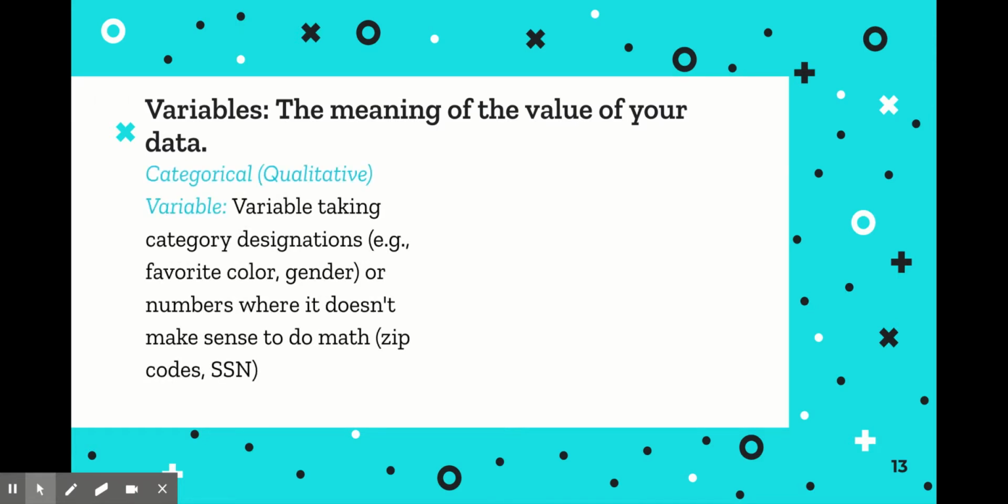The first type is categorical, also known as qualitative variables. This is a variable taking category designations, for example, your favorite color, gender, or numbers where it doesn't make sense to do math, like zip codes and social security numbers. These are also variables that you count how many of you have when you're doing analysis on it.